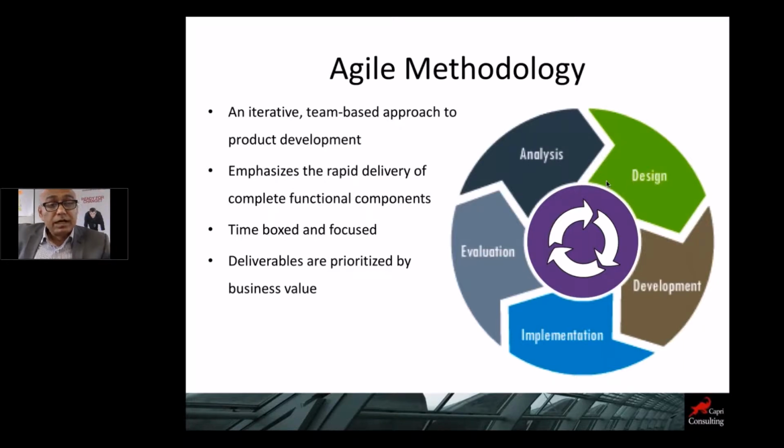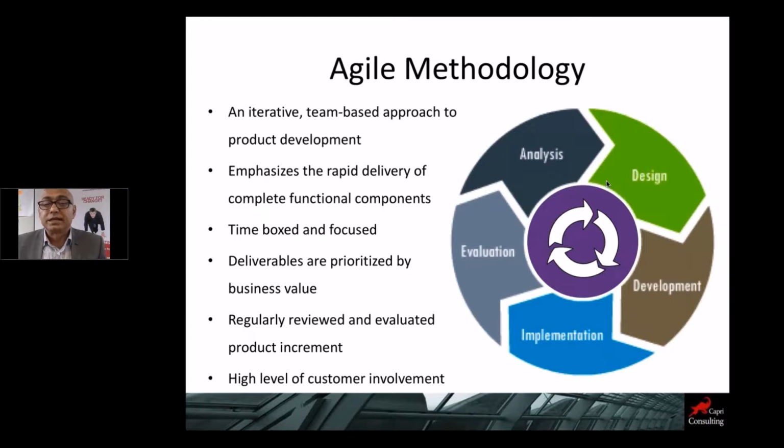These deliverables are prioritized by business value, so it always focuses on delivering the highest business value. These incremental products are reviewed and evaluated regularly, every 2 to 4 weeks. So you keep getting the right feedback on time, and you involve the customer throughout the life cycle of your project, and the product increments every sprint.